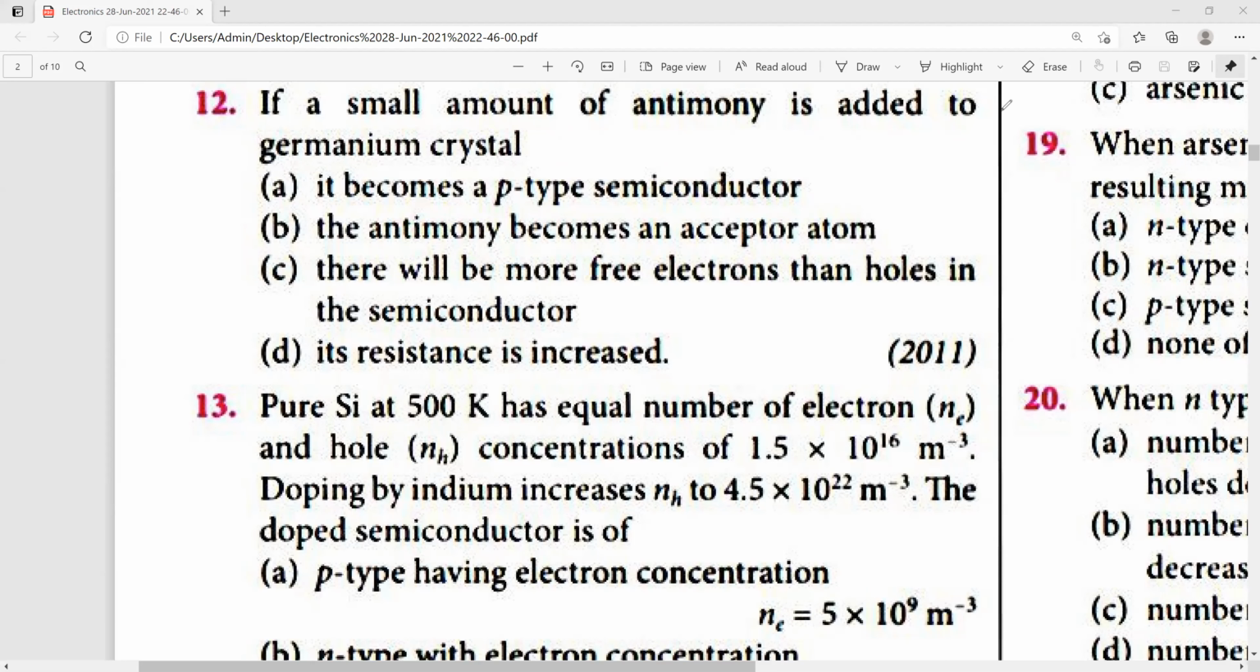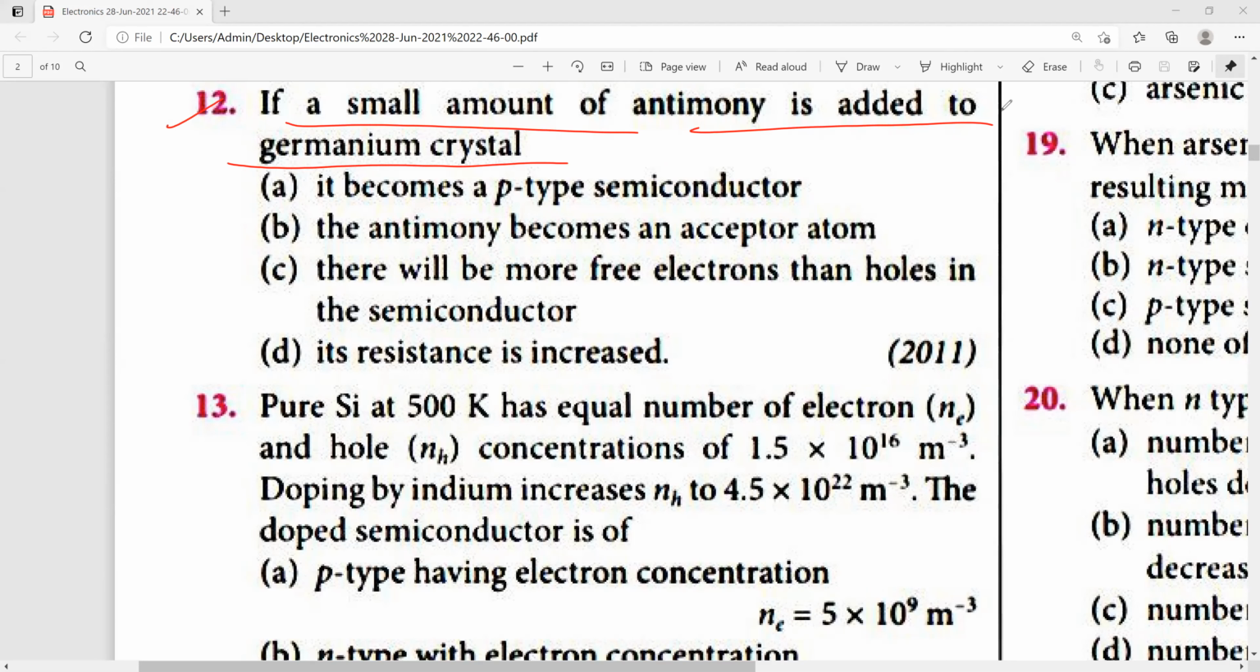Twelfth one: if a small amount of antimony is added to a germanium crystal, first option, it becomes a p-type semiconductor. Second one, antimony becomes an acceptor atom. Third one, there will be more free electrons than holes in the semiconductor. Fourth one, its resistance is increased.